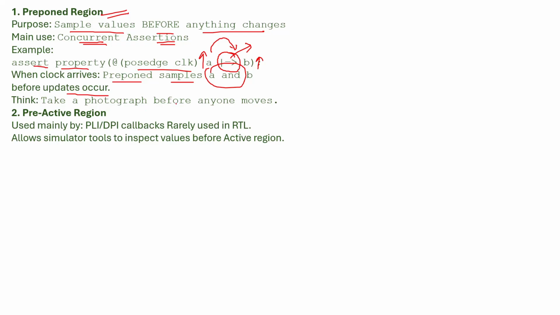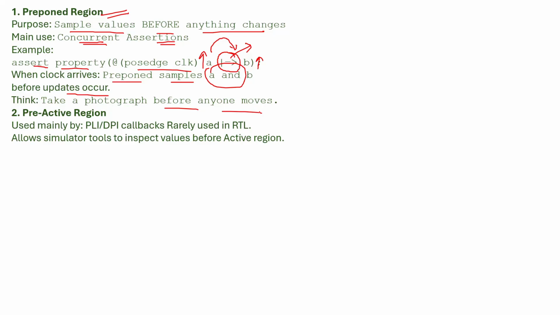Think of a photograph before anyone moves. If I capture the image while something is moving, my image may get blurred. Only in a standstill position will I take the picture. Then I get the picture properly. Then you want to move, then move. That is what the preponed region is saying. Mainly, preponed regions are used for concurrent assertion sampling. Okay, and the pre-active region.